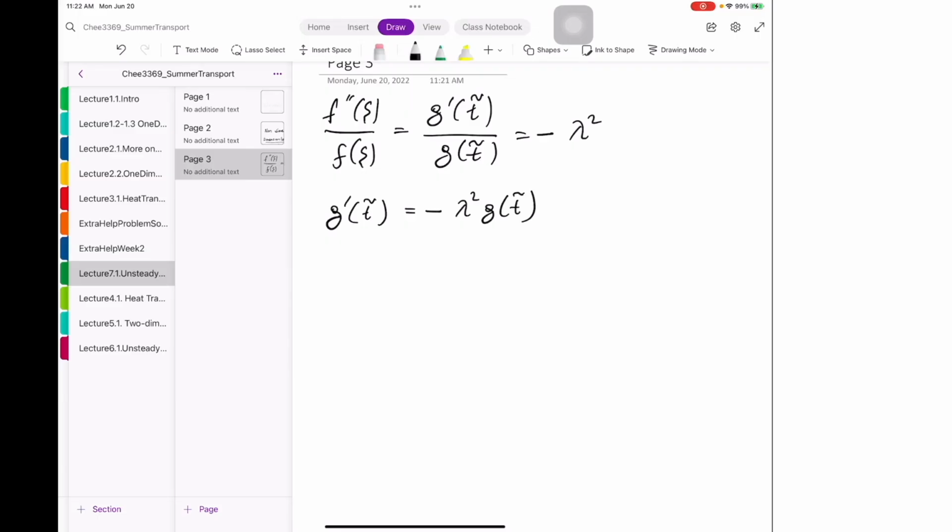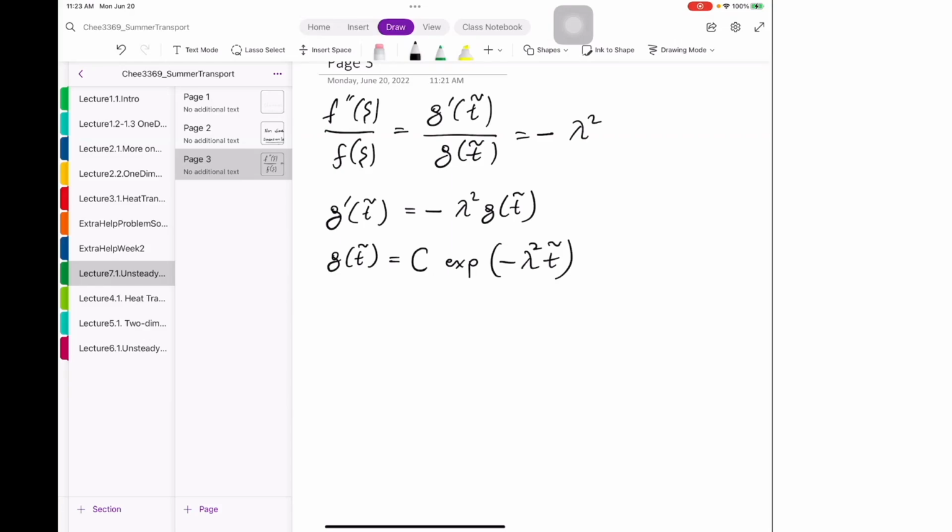And what is the solution to this? g of t tilde must be an exponential function, C1 exponential of minus lambda squared t tilde. That's it, right? Let's call it C, because I'm going to call the C1, C2 for the constants of the f.